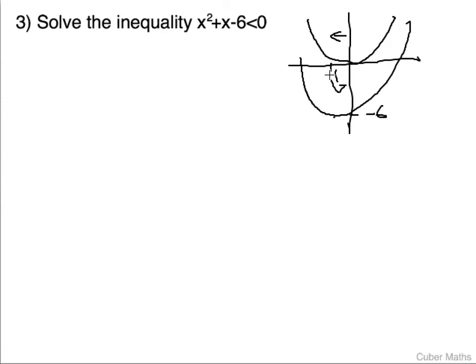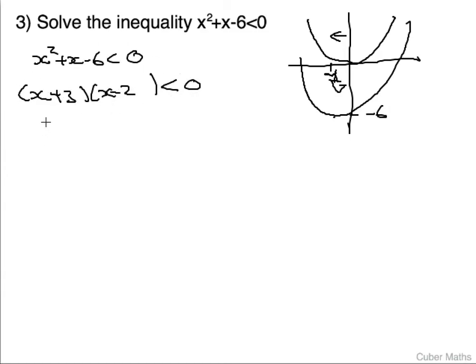Now, when we solve it, we have x squared plus x minus 6 is less than 0. So this can be factorised. So we're going to end up with 2 brackets, both with an x in the front. And our numbers inside are going to be plus 3 and minus 2 is less than 0.